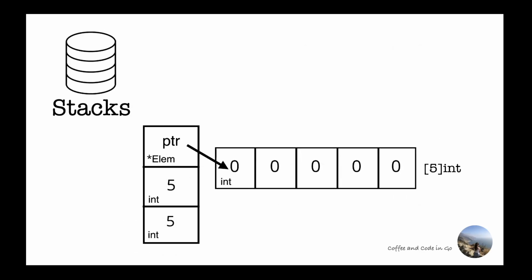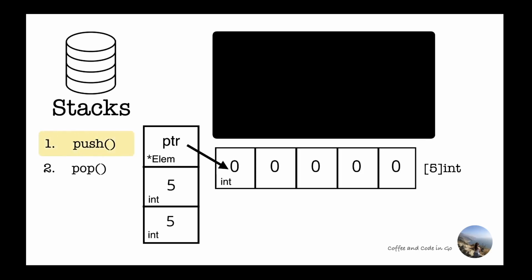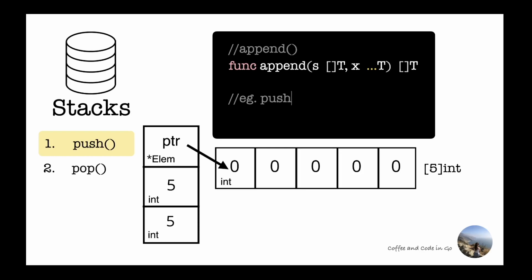Now that we have implemented stack with Go slices, let's implement the two operations that we can perform on the stack. First, push, which adds an element to the top of the stack, and pop, which removes an item from the top. Let's implement push, and for that, we can use Golang's append function, which has the signature as follows. For example, we can append an element to the end of the stack, and what this does is it adds elements to the end of the slice.